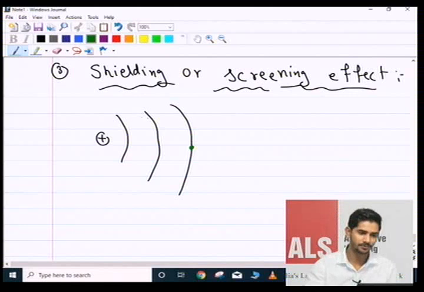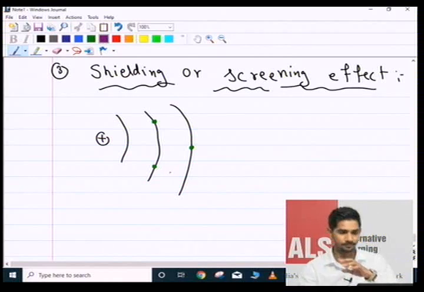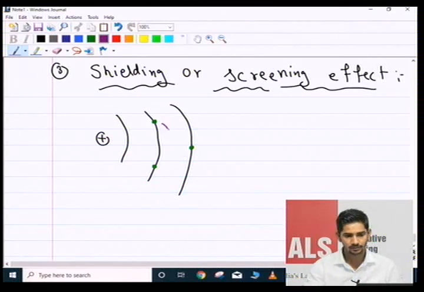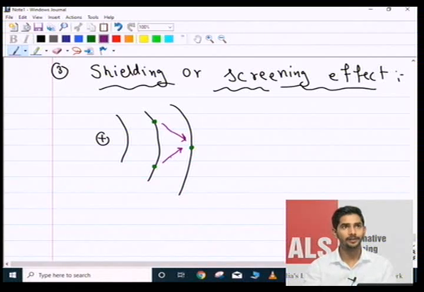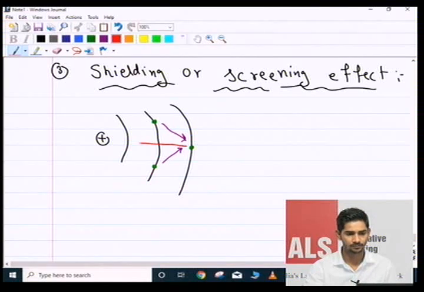Okay, guys, let's focus on the topic. See, due to the inner electrons, the outermost electron will definitely feel some force of repulsion. Due to this force of repulsion, the net nuclear force on the outermost electron has decreased by the nucleus.